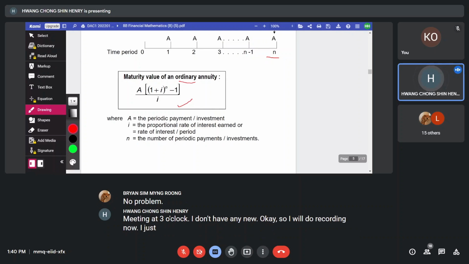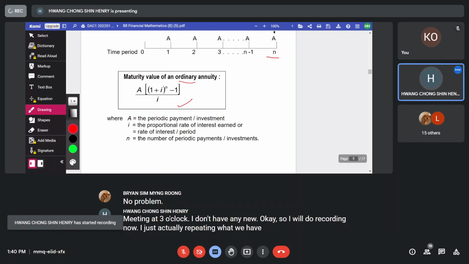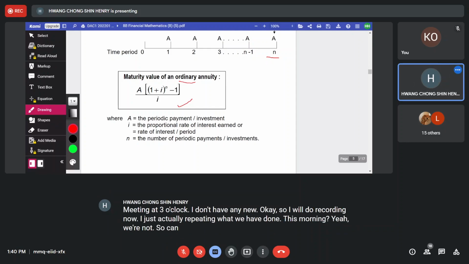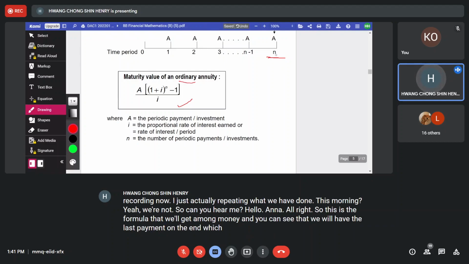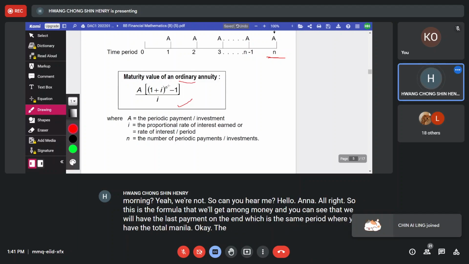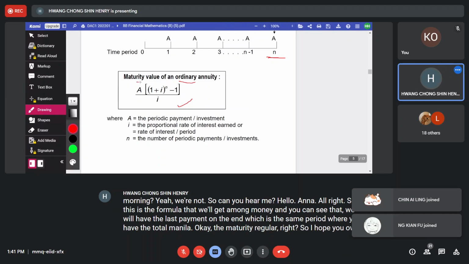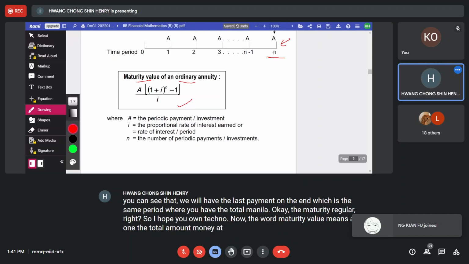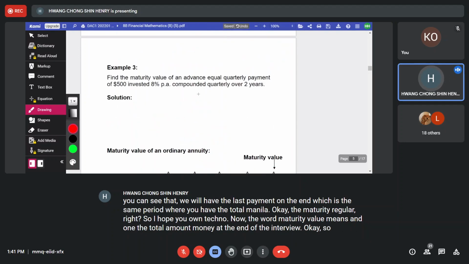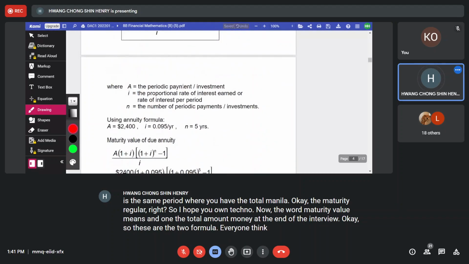So I will do the recording now. I'm just repeating what we have done this morning. Can you all hear me? All right. So this is the formula that gives us the amount of money, and you can see that we have the last payment at the end, the same period where you have the total money, the maturity value, right? So I hope you all take note now. The word maturity value means the end one, the total amount of money at the end of the period. So these are the two formulas, everyone. Take note, do not use the wrong one.